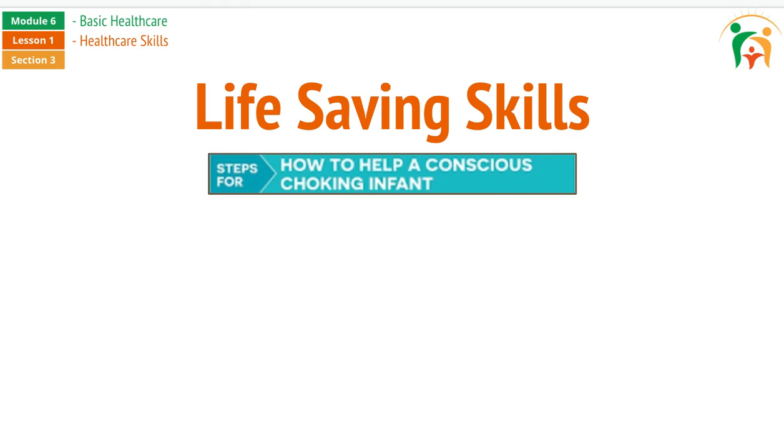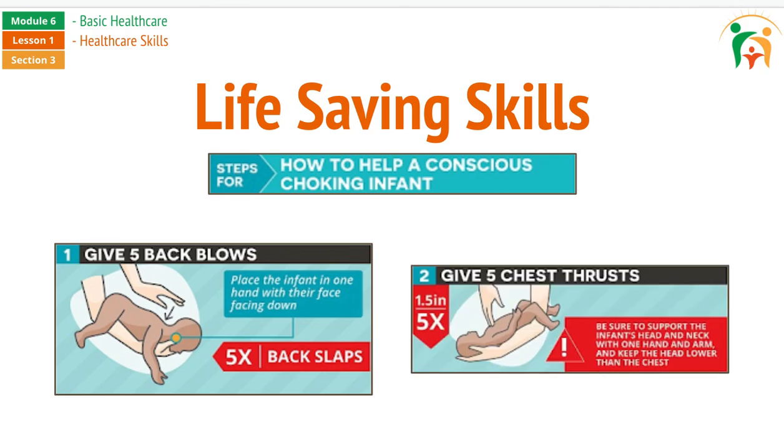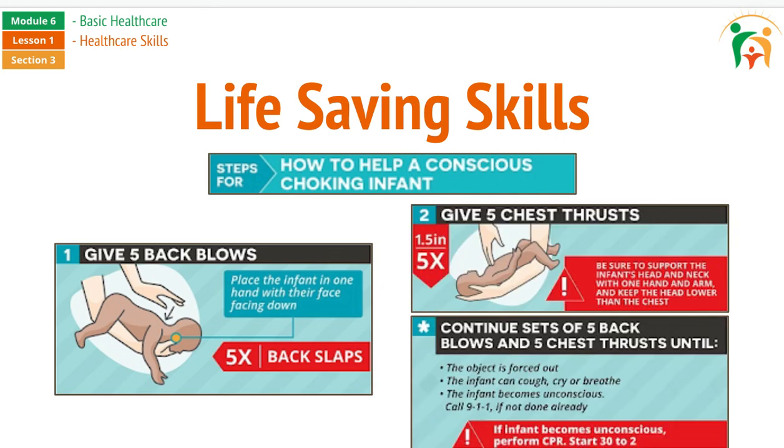How to help a choking infant? Place the infant on one hand, face downwards. Give back blows, then chest thrusts. Continue sets of 5 back blows and chest thrusts until the object is forced out.